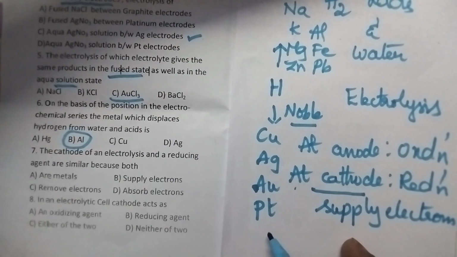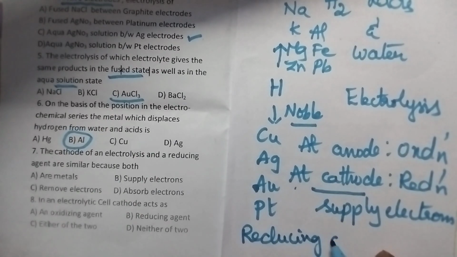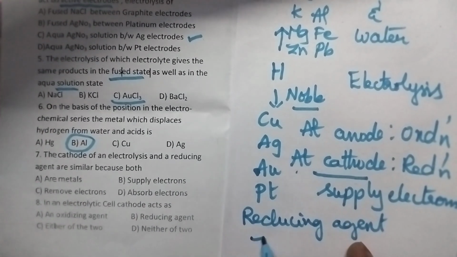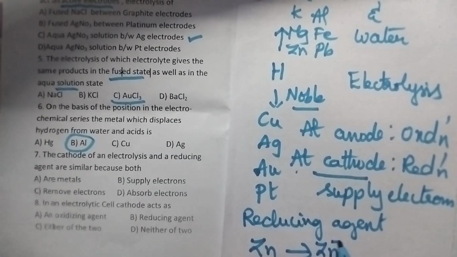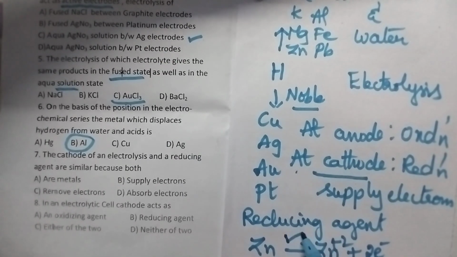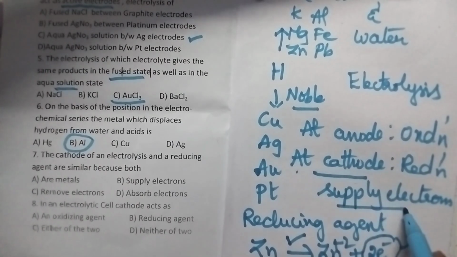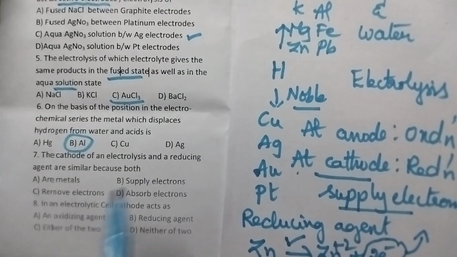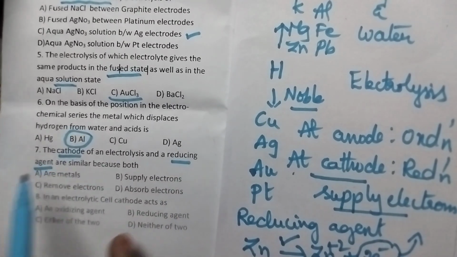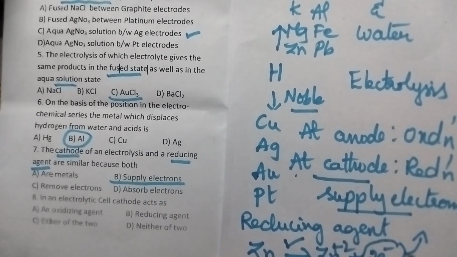And coming to the reducing agent, it itself undergoes oxidation. Let us consider one simple example, that is zinc. Zinc undergoes oxidation and it liberates two electrons. So it undergoes oxidation means it can act as a reducing agent. That means a reducing agent is also capable of supplying electrons. So in the case of electrolysis, both cathode and reducing agents have similar behavior and they always supply electrons.